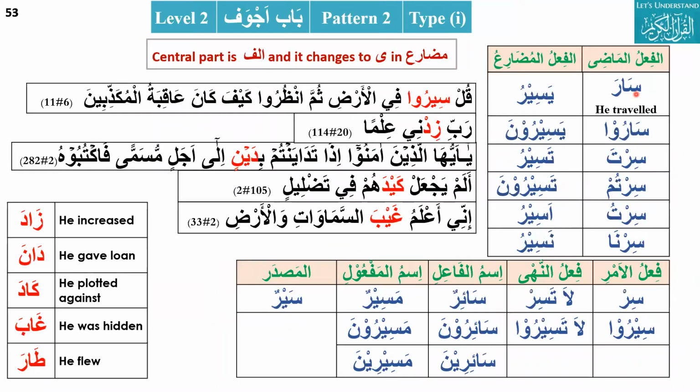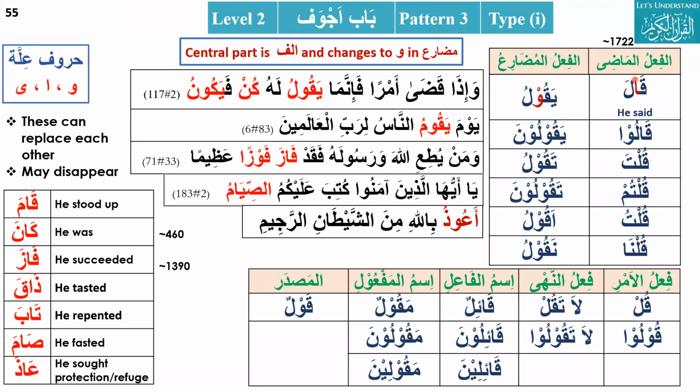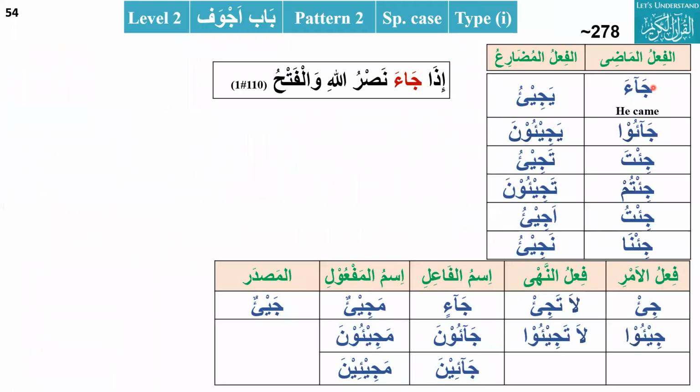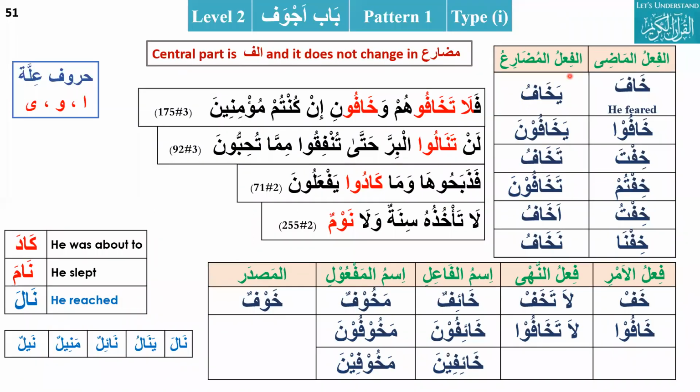Again, if we go to case number 2, Sara, again Alif in the middle. And the third case, you will see here, this is Alif. Ajwaf means central. Here, why do we say it as central? Because all the words will have the central letter in Madi, that will be Alif. But in Mudare, that Alif will change, either change or no change.